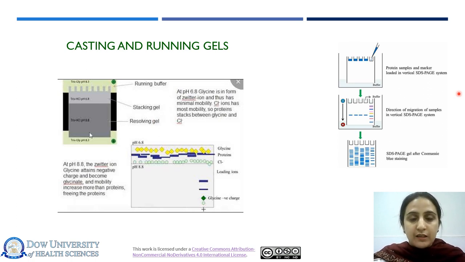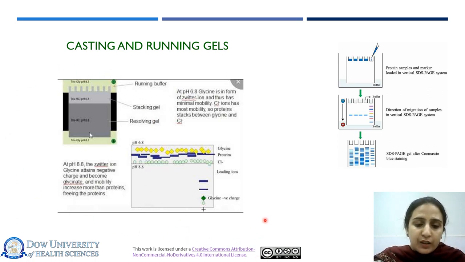In the case of proteins, you take out the gel and put it in a staining solution called Coomassie Brilliant Blue. Coomassie Brilliant Blue is again a blue colored dye which interacts electrostatically and non-covalently with the amino and carboxyl groups of proteins. So where the proteins are separated in the gel, the Coomassie Brilliant Blue binds to those proteins, and you will see blue colored bands on the gel, which show the number of proteins that are present and separated from your sample onto the gel.